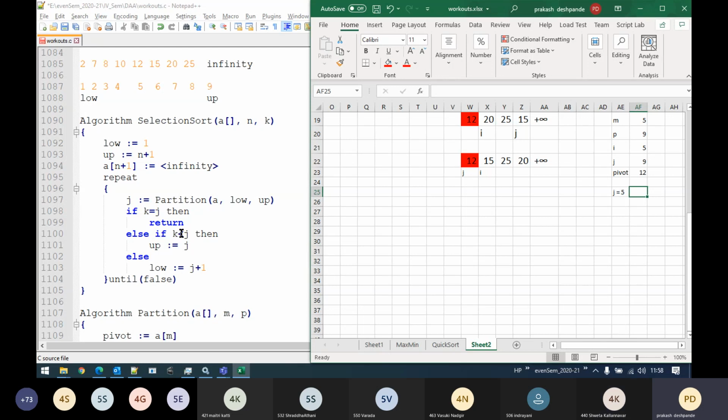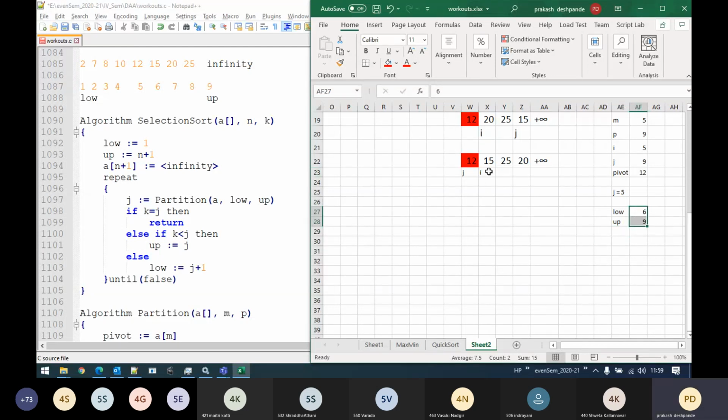No. No means it will look into the other part, meaning the required value is present only on the right hand side of the partition. So in the right hand side of the partition, it has to look into only these elements. Again, the low value will get updated as J plus 1. So the low value will become 6, that is J plus 1, and our up value will remain as 9 itself. With these 6 and 9, the selection sort will be called once again.